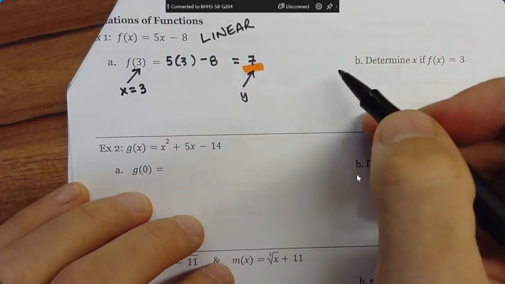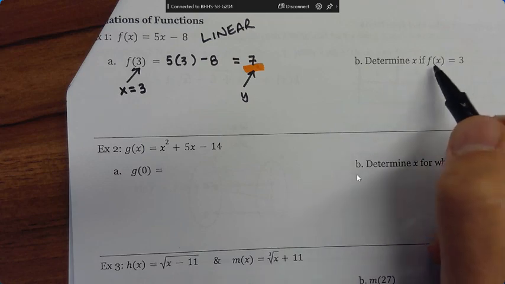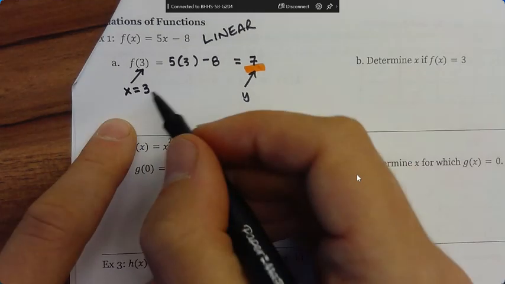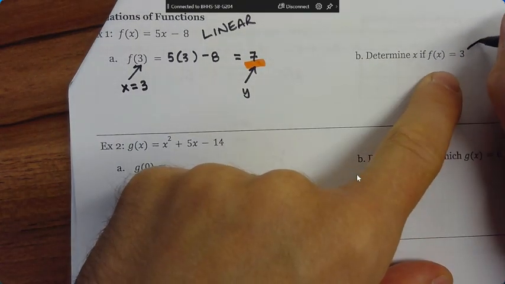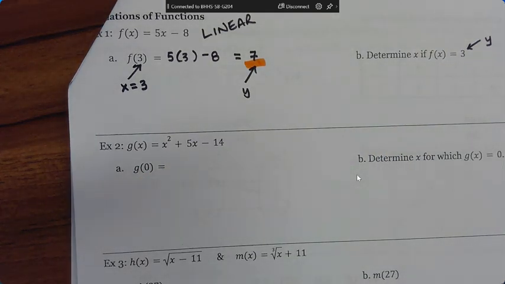On the flip side, take a look at B. This says determine the value of x if f of x is equal to 3. So this is different than this. Those are not the same even though they both have 3 in them. This one is saying, there's your y value. Your y is 3. Figure out what x is.